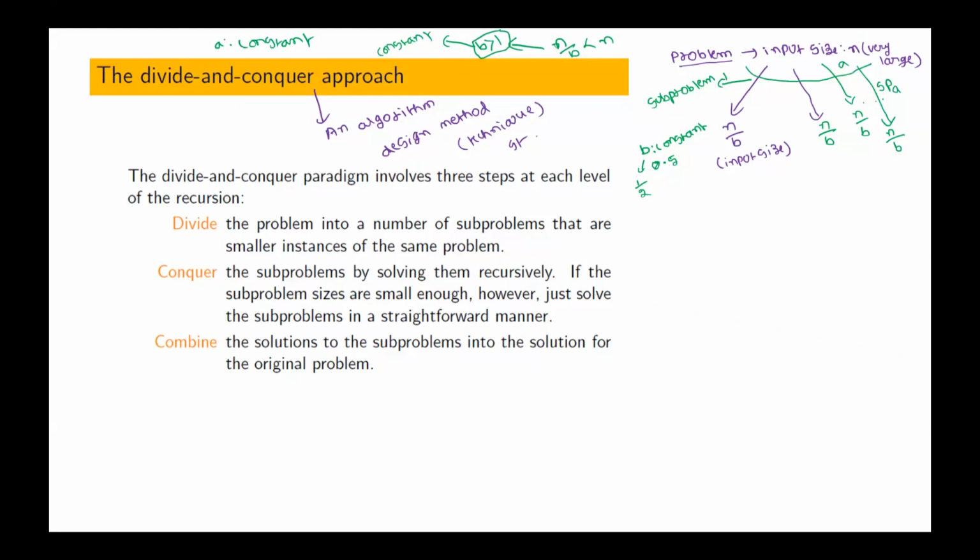How do we solve this? Again, we check whether n by b is small enough or not. If it is small, we directly solve it. If it is more, again we divide it into small subproblems. Every time the size is reduced by a factor of b. That means we recursively solve all these subproblems.